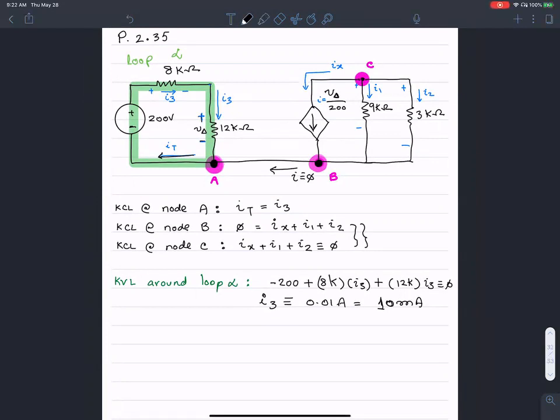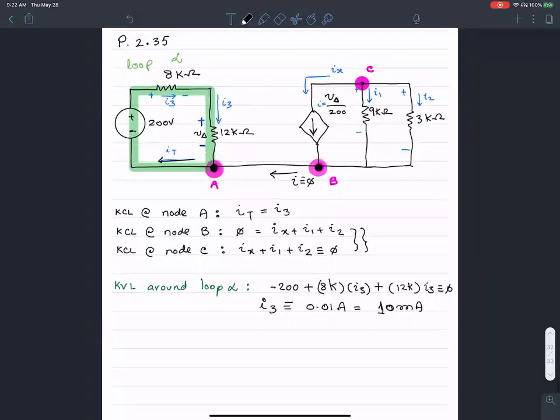Okay, so that's one thing. The problem asks us to find V delta. That is what is explicitly asked in the problem, which should be easy to do. It is 12 kilo ohms times I3, which is 10 milliamperes, which happens to be 120 volts. So V delta equals 120 volts.